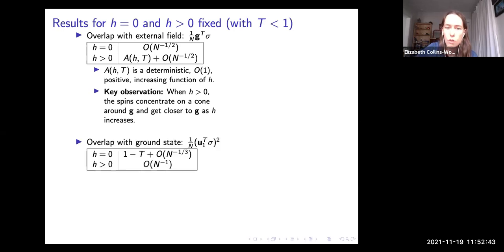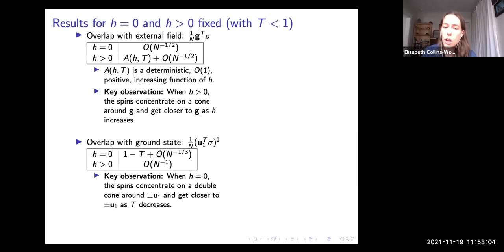So now let's look at the overlap with the ground state. Here we kind of see the opposite thing. When H is greater than 0, this overlap is really close to 0. But when H is equal to 0, so when there's no external field, the overlap with the ground state is roughly 1 minus t, and t is smaller than 1. So what we see in this case is that the spin is going to be concentrating around either plus or minus U1, the ground state, and it's going to get closer to the ground state as the temperature decreases.